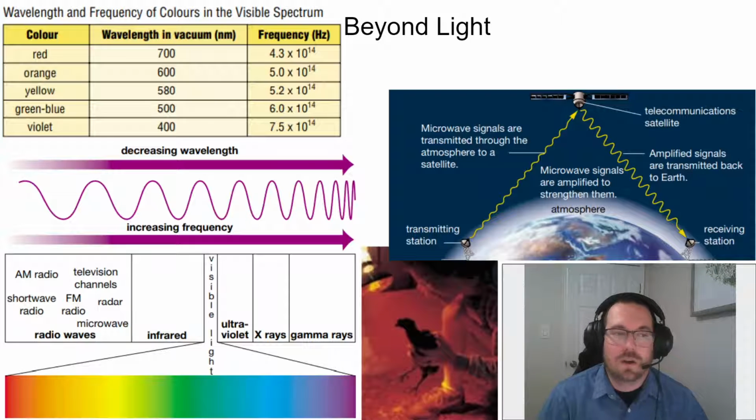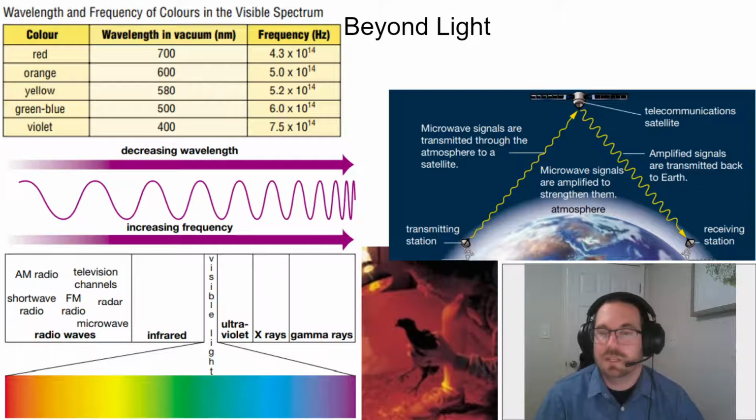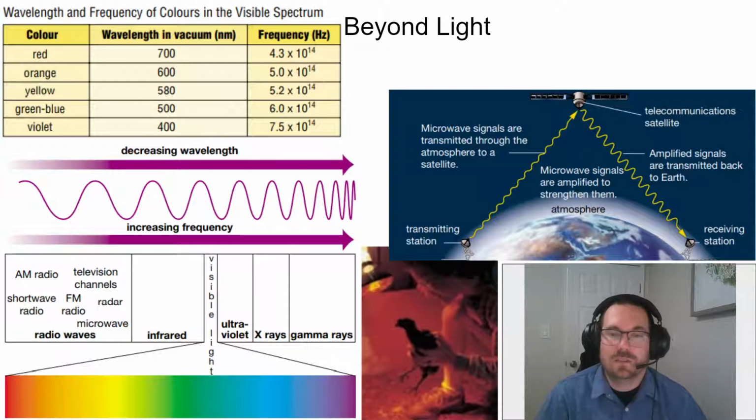Microwave frequencies are also used in telecommunication, as we can see here in this image. Microwaves can be transmitted to telecommunication satellites that orbit Earth. The satellites receive microwave signals, amplify them, and retransmit them to another location.